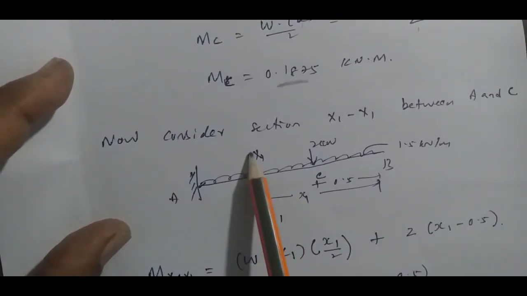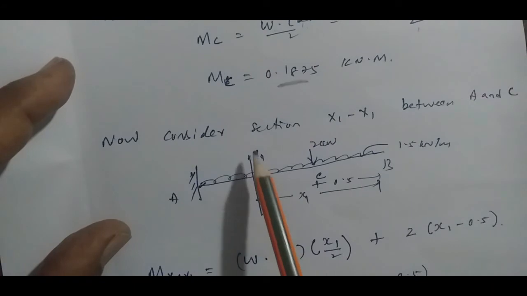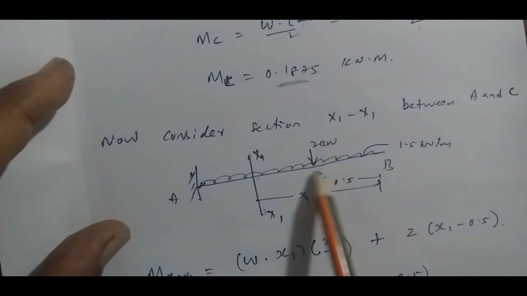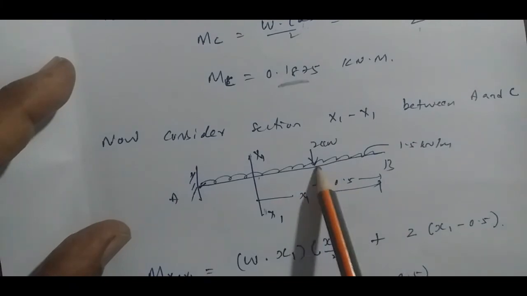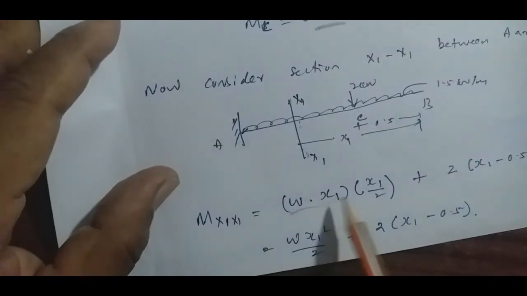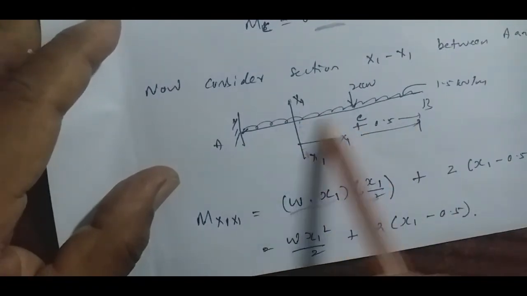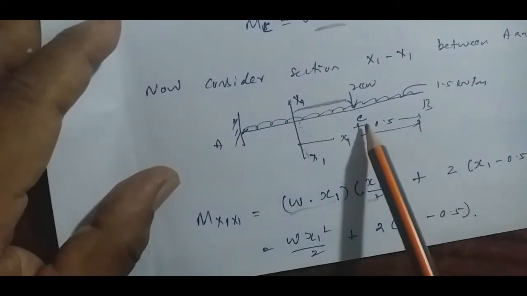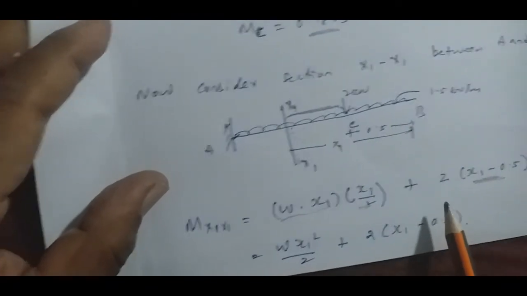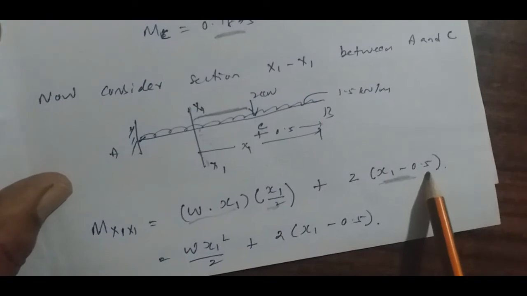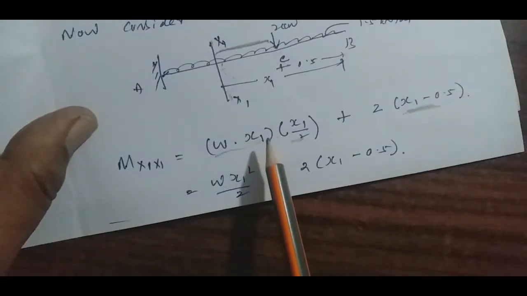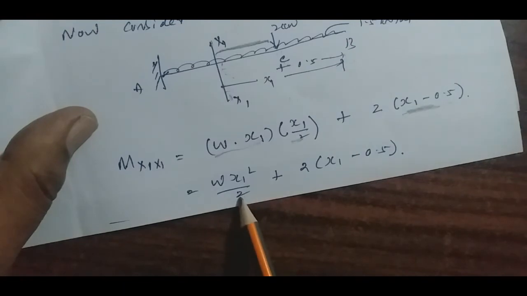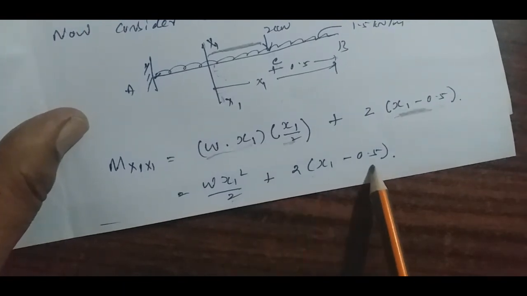Now consider a section x1 away from C on this side. Considering C as the middle point, we are taking one section on this side and one section on the other side. Now write the generic equation. W into x1 is the load and x1 by 2 is the distance, plus 2 into this distance, which is x1 minus 0.5. Simplifying, we get w x1 square by 2 plus 2 into x1 minus 0.5.